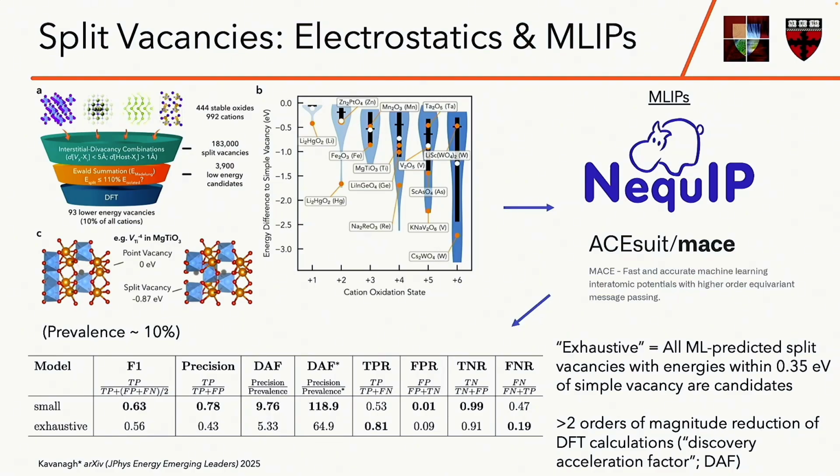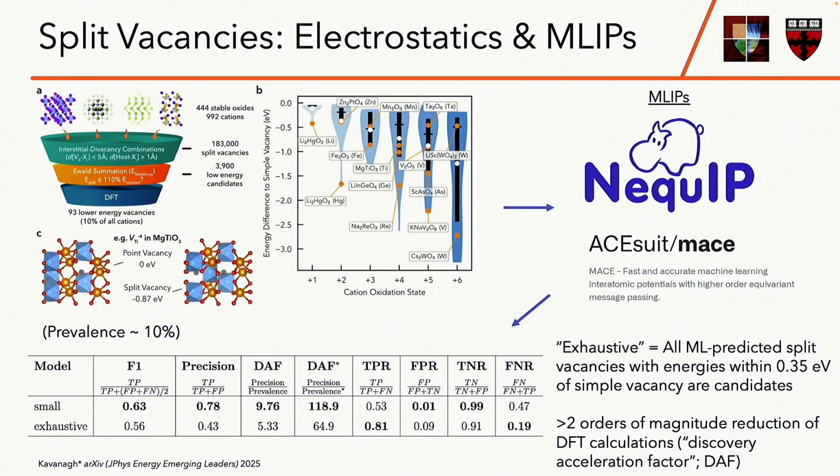So taking my DFT calculated test set from these oxide materials and evaluating the performance with a few popular machine learned interatomic potentials, I find that a standard model can successfully predict the energetic preference for split versus simple vacancies in around 90% of cases. So accounting for the fact that the prevalence rate of our split vacancies is of course lower than simple vacancies, so around 10% of cases, this corresponds to a true positive hit rate of over 50%, a false positive rate of just 1% and a true negative rate of 99%.